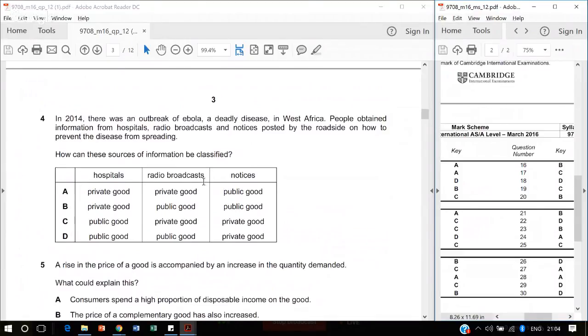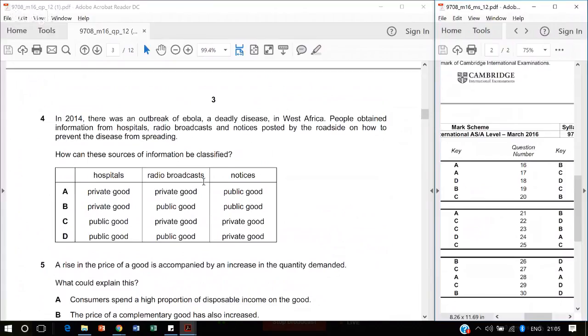4. In 2014, there was an outbreak of Ebola, a deadly disease in West Africa. People obtained information from hospitals, radio broadcasts, and notices posted by the roadside on how to prevent the disease from spreading. How can these sorts of information be classified? Okay, so this is asking us about private versus public goods. It's easy to get misled here and think, okay, private must be owned by individuals and public must be owned by the government. Not exactly the case.